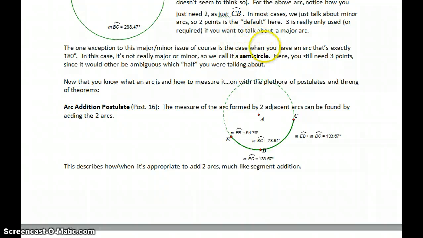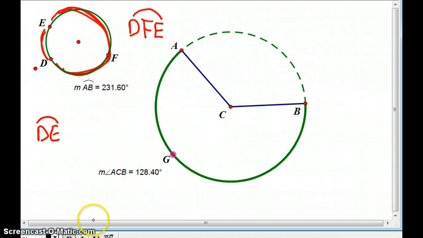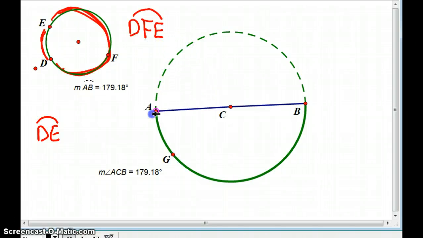Are you talking about the one on the left or the one on the right? If this was exactly 180 degrees, I'd have to specify. Can I get that to be 180? Probably not exactly, but really close. If I'm talking about this one, I'd have to say AGB. If I'm talking about the one up there, I'd have to call that one something like AHB. I could call it BHA or AHB, and this one I could call AGB or BGA. It's the same thing. But with a semicircle, you do have to say 3.